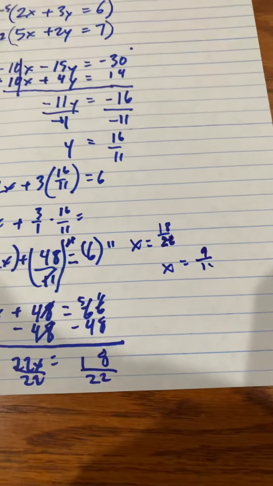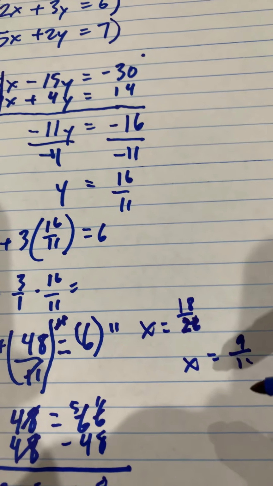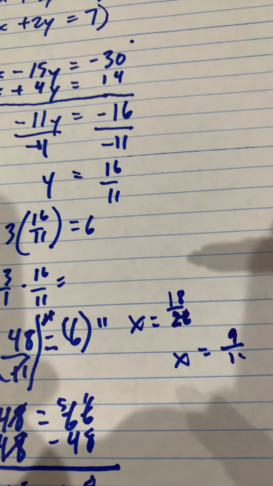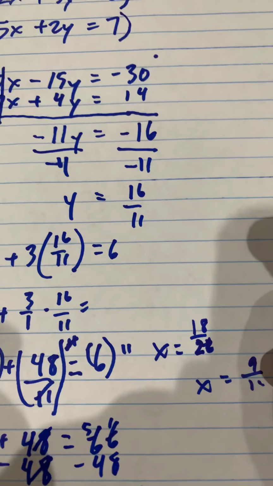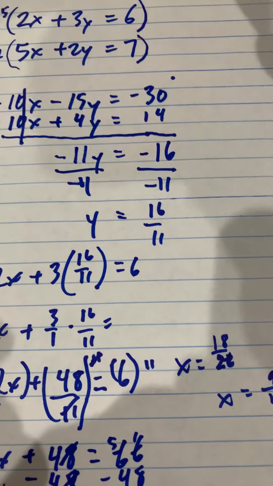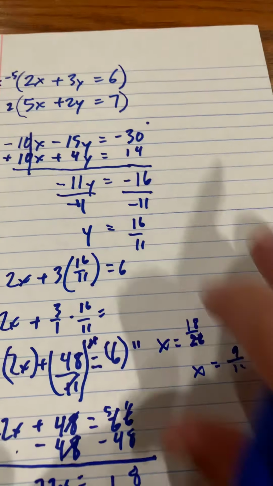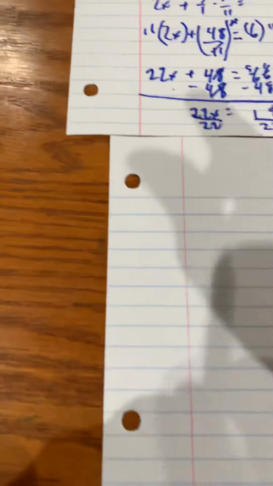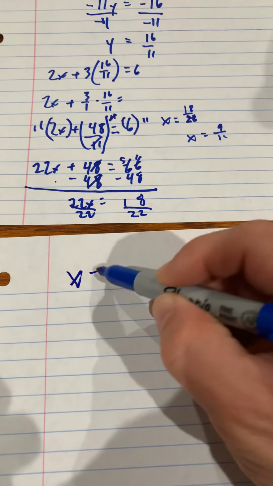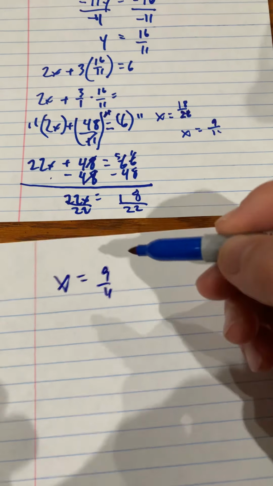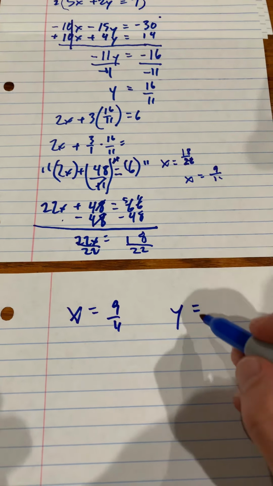Okay, so we have y equals 16 over 11 and x equals 9 over 11. I hate these ones that don't come out with nice whole numbers. All right, so I'm going to get a new piece of paper so we can have some room to check our work. We always need to check our work. Sometimes little mistakes can be made. So I'm going to write what our values were: x equals 9 over 11, y equals 16 over 11.